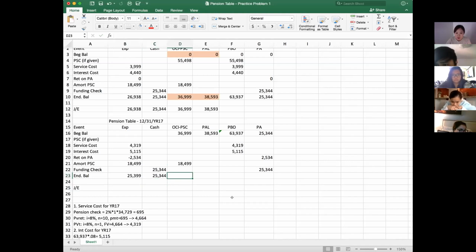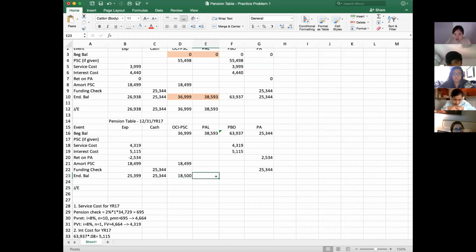And then OCI prior service cost starts with 36,999. We amortized it by 18,499. Amortize meaning decrease the value by 18,499. Therefore, ending OCI balance will be 18,500. So we have a rounding error. But in the following year, when we amortize it once more, then the OCI prior service cost balance will go down to 0. So at the end of the year, it is 18,500.